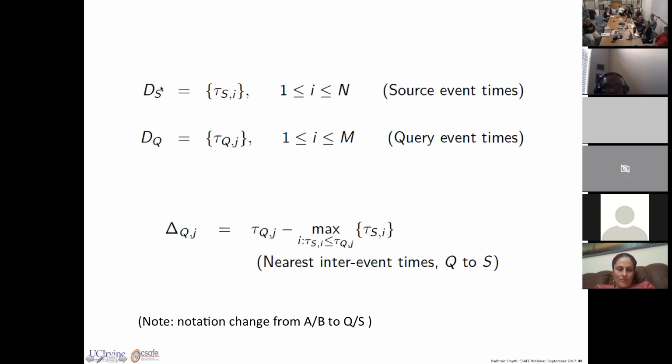So we have a set of source times and query times. Now I apologize that when I wrote this, I switched from A, B to Q and S. So if you can do that in your head for a few minutes. Instead of A and B, I have Q and S now, but it's just two event streams. And we have the taus indicate the times of the events, and there's a different number for each one over some time span, over a day, over a week, or so forth.